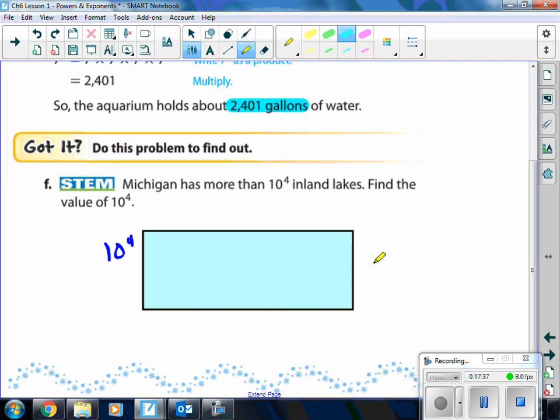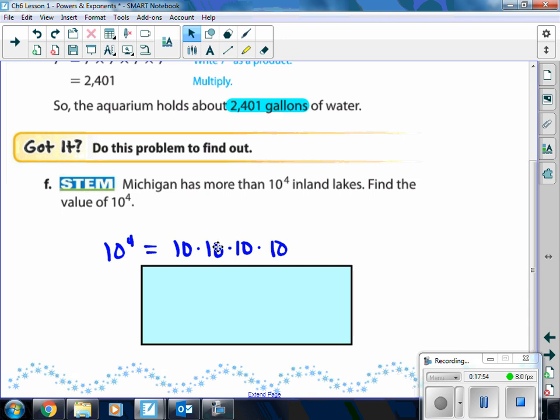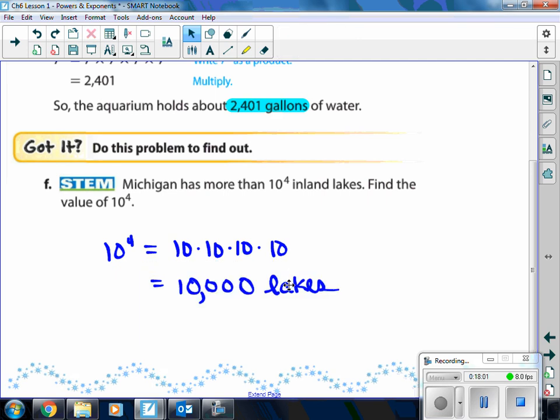So here, Michigan has more than 10 to the 4th inland lakes. We want to find the value of 10 to the 4th power. So 10 to the 4th power means what? 10 times 10 times 10 times 10. Very good. So that's 10 times 10 times 10 times 10. When we multiply that, what do you get? 10,000. And of course, we're talking about the inland lakes, so this is 10,000 lakes.